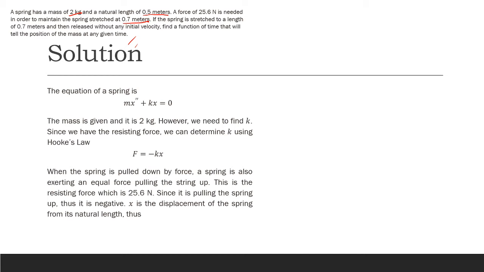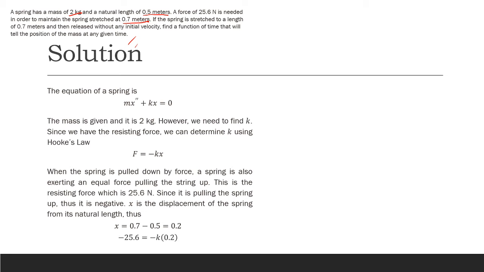Now, when the spring is being pulled down by force, the spring is also exerting an equal force pulling the string up. So this is the resisting force, which is 25.6 Newton. Since it is pulling the spring up, thus it is a negative na value. So x is the displacement of the spring from its natural length. Thus, that's x natin is equal to 0.2. So, ang natural length mo ay 0.5, but the force hinila ka ng hanggang 0.7. So, therefore, na-displace from the equilibrium position yung mass mo by 0.2 meters.